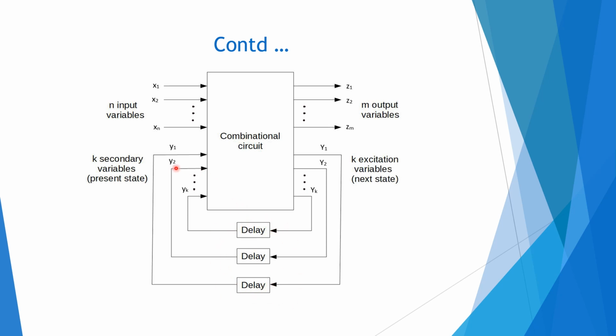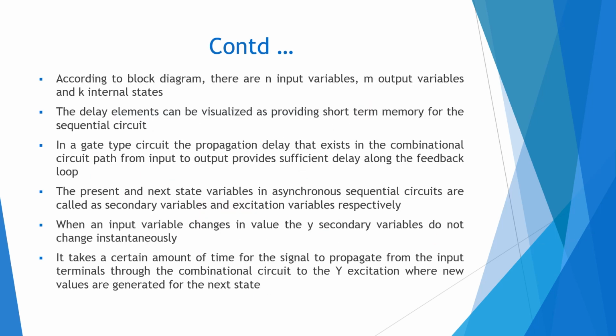So when this y changes, it goes through the propagation delay of the combinatorial circuit, and only after that will there be a change. And here, with the delay, only after that will there be a change in the present state variables. So according to the block diagram, there are n input variables, m output variables, and k internal states. The delay elements can be visualized as providing short-term memory for the sequence circuit. That is, the changes in the variables will happen according to the delay.